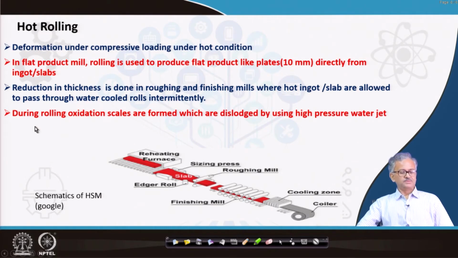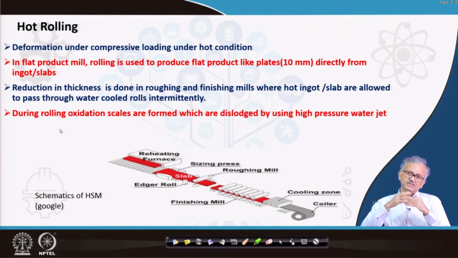And it is very well known that during rolling oxidation takes place at the surface. Obviously it is exposed to the atmosphere, so oxidation will take place and scale formation takes place, but those scales are not very adherent. You can take them out by high speed water jet, and this scale is called mill scale, as you know. So you can take it out during the hot rolling.